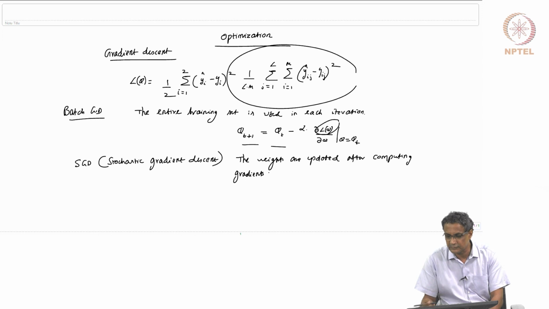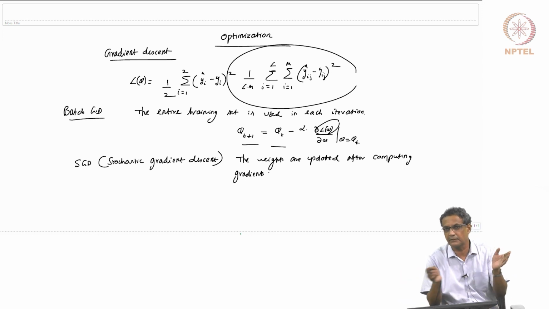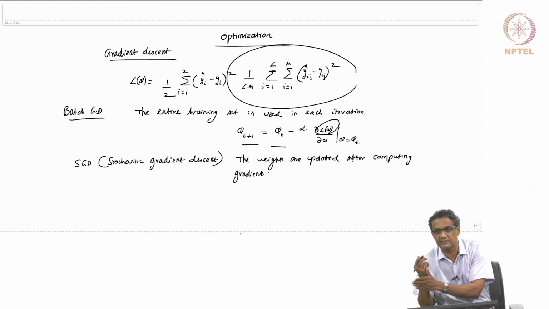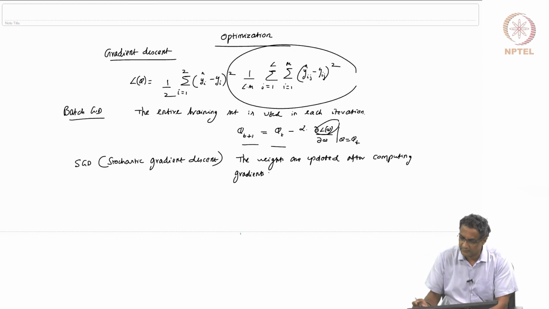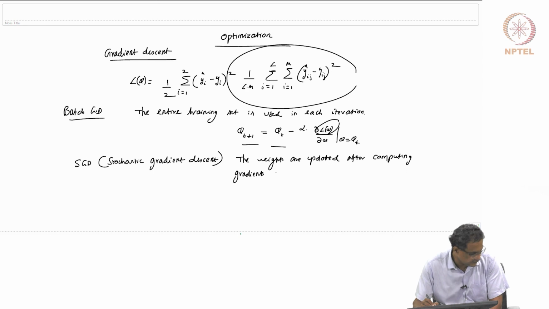But this is too oscillatory, because every example will try to take you from here to there, and you won't have a direction, because one example will swing it one way, and another example will swing it the other way. So this extreme is not something you would want to use, but nothing stops you from doing it. The weights are updated after computing gradients for each training example.